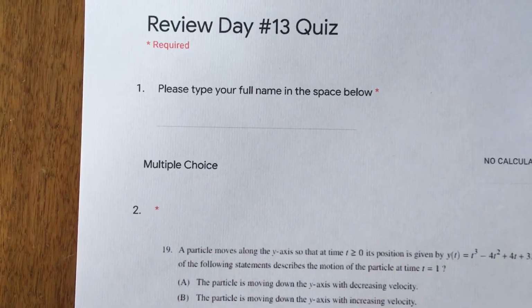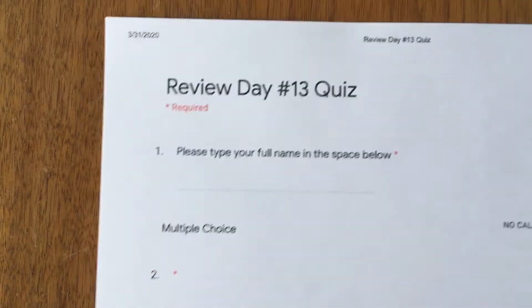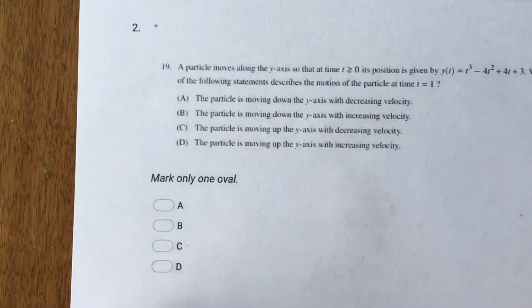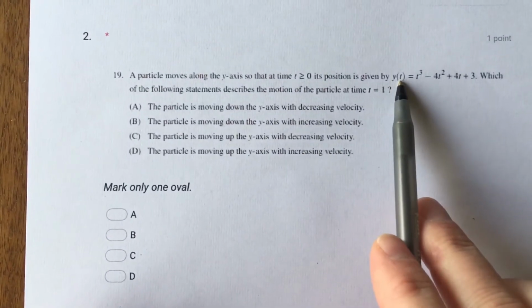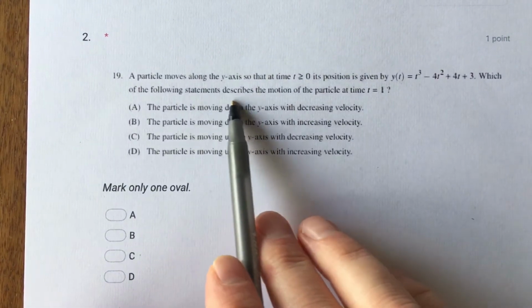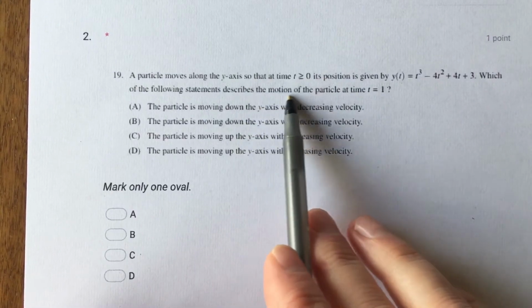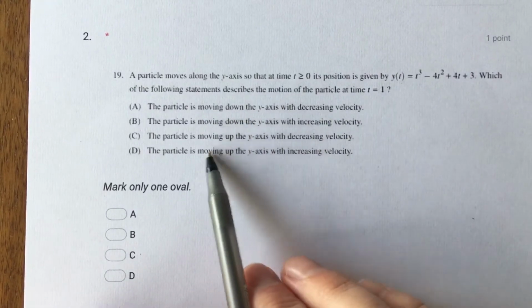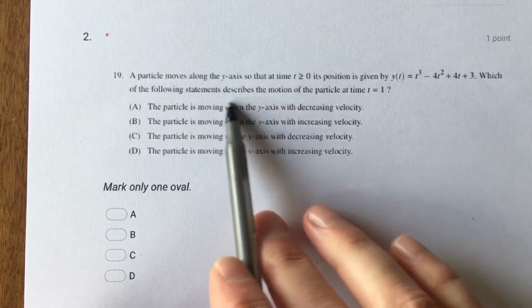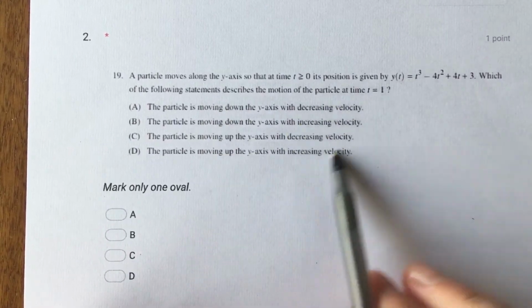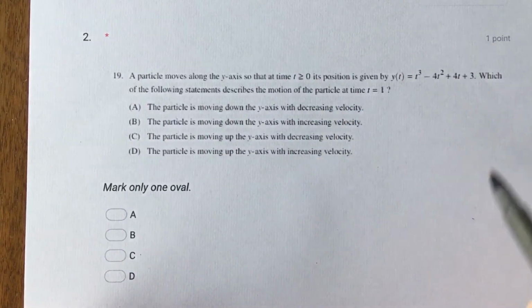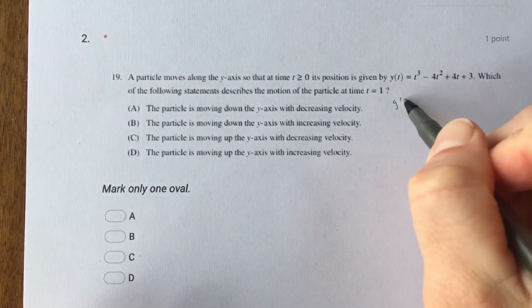All right, we're going to do problems 1 through 5 on review day 13. First one gives us a particle in motion given by this equation, and we're asked to find which one describes the motion of the particle at 1. So we're talking about velocity in terms of whether it's moving up or down, and acceleration in terms of whether it's increasing or decreasing. So first off, let's find velocity.